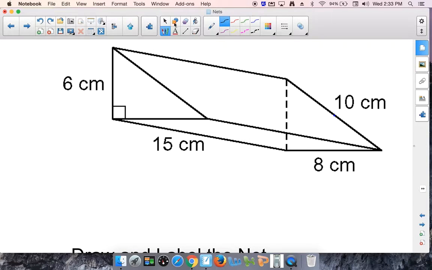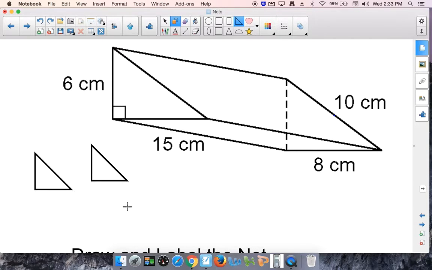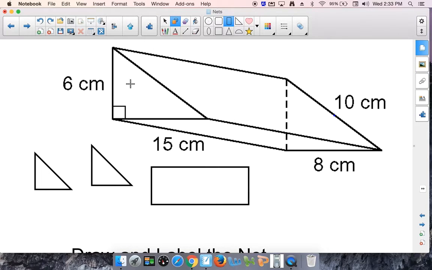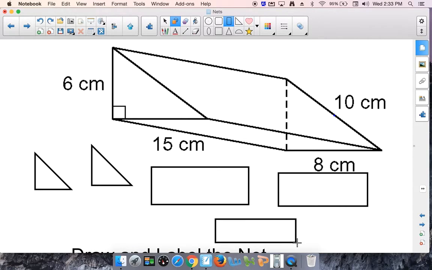All right, let's take a look at what you have. First of all, let's look at its bases. I see two triangles, one here and then one over here. So I'm going to draw my two triangles. Then I see a rectangle up on top here, so one rectangle there. This is where it gets a little tricky. There's a rectangle in the back, and then there's a rectangle on the bottom. So this is a triangular prism.